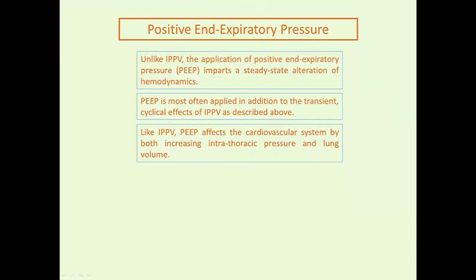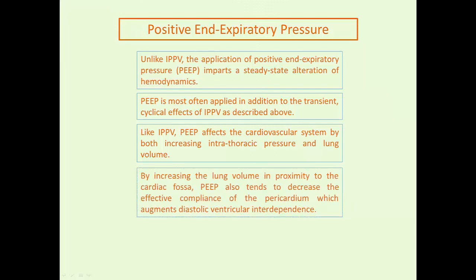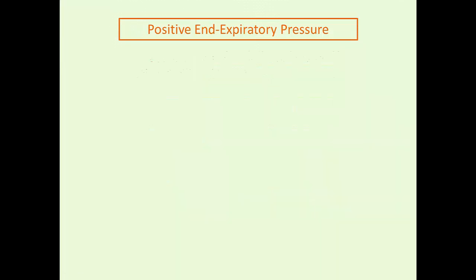Like IPPV, PEEP affects the cardiovascular system by both increasing intrathoracic pressure and lung volume, but again, it's a steady state effect, not a transient effect. By increasing the lung volume in proximity to the cardiac fossa, PEEP can decrease the effective compliance of the pericardium, which can augment diastolic ventricular interdependence.